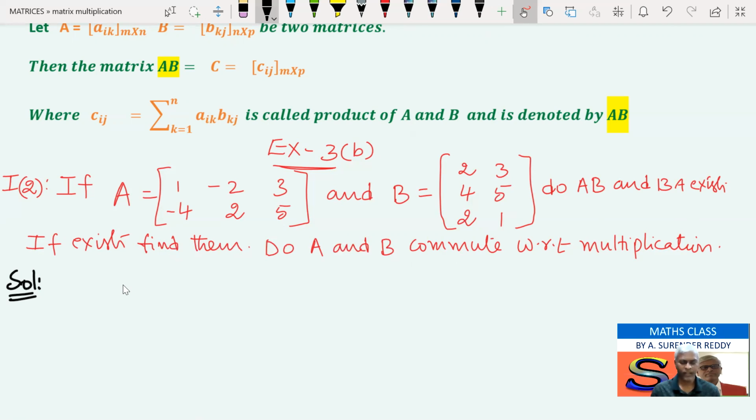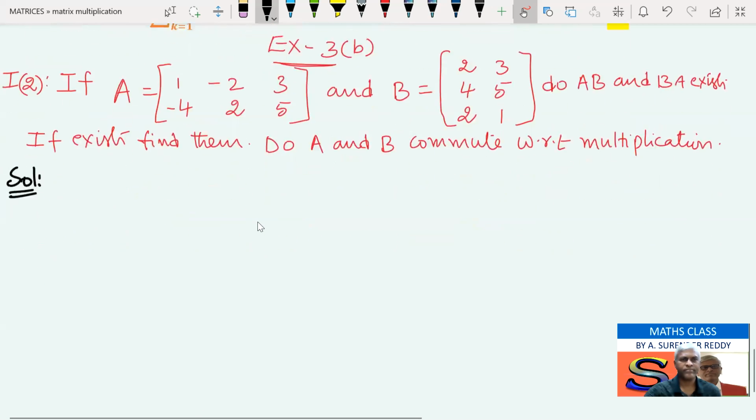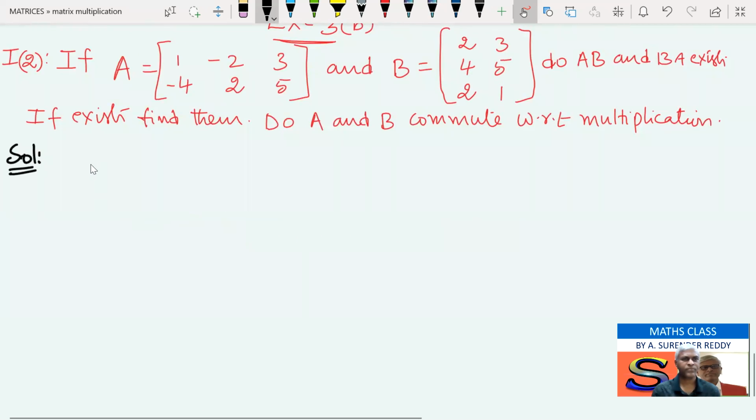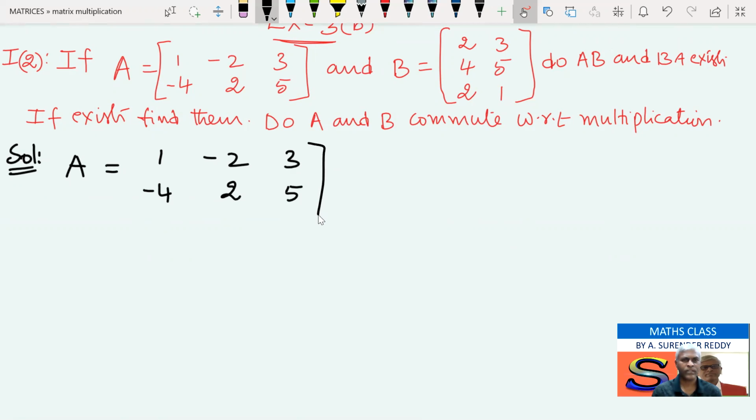First let us see AB, whether AB is possible or not. Now let us take A: 1, minus 2, 3, minus 4, 2, 5. So this is A. The order of this matrix is 2 rows and 3 columns.